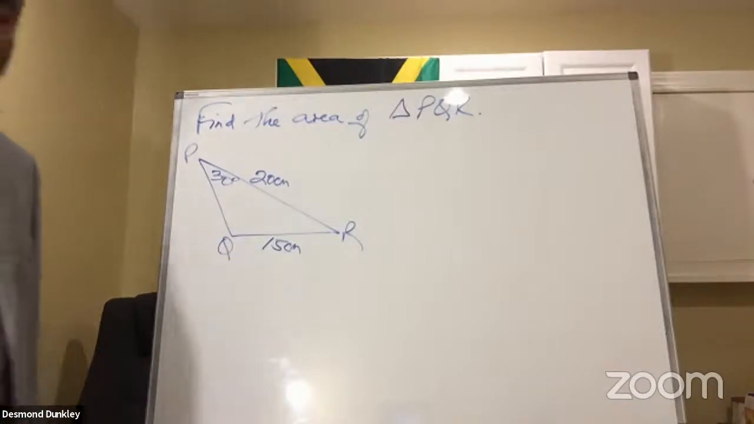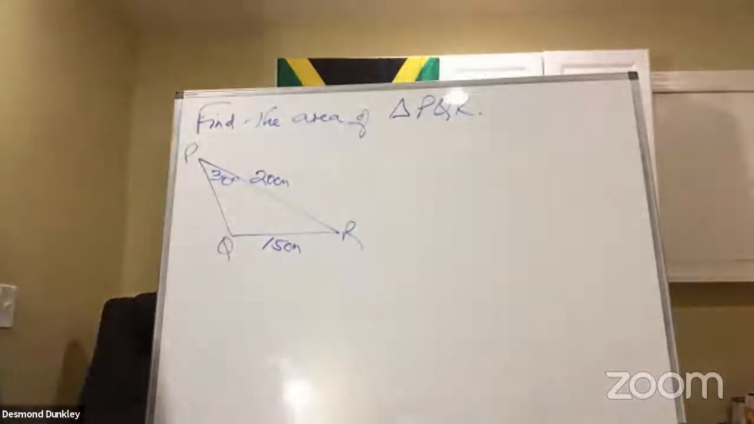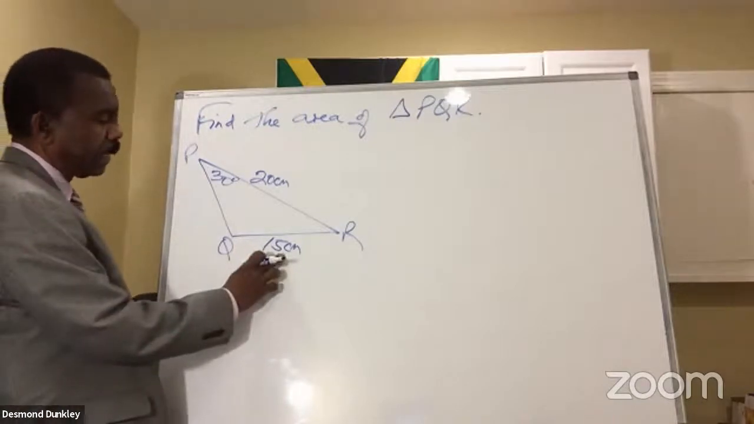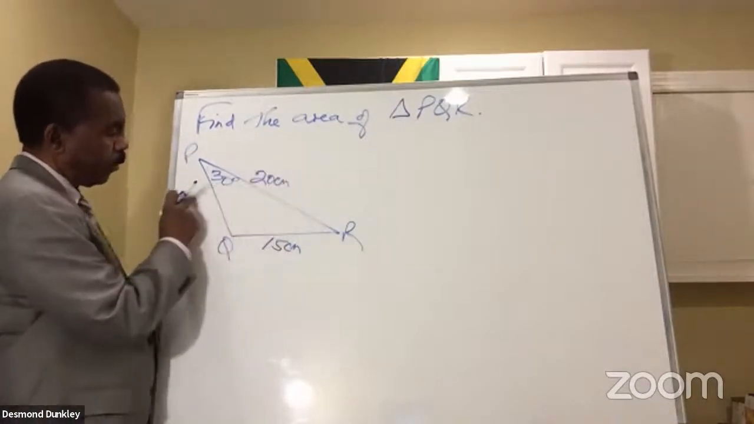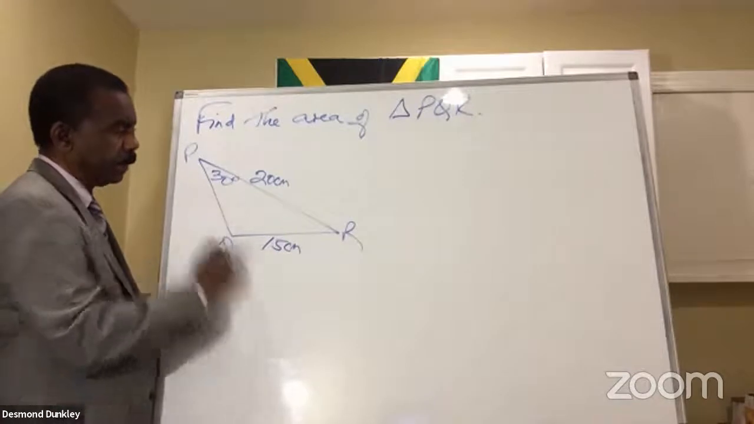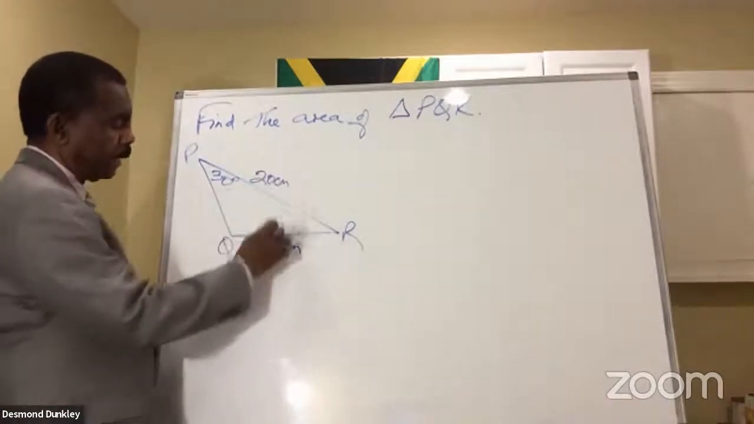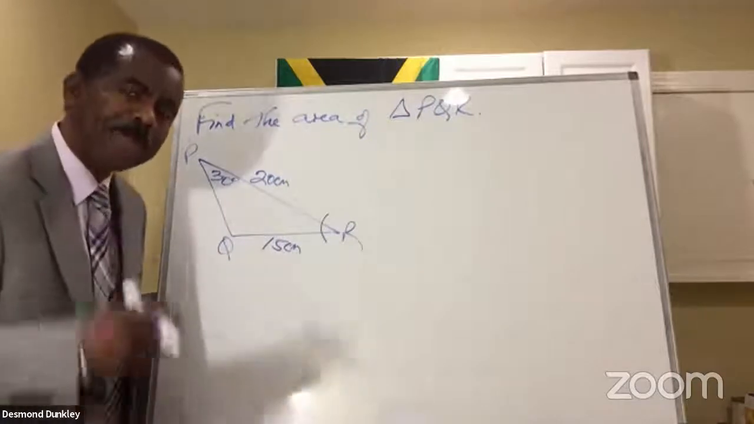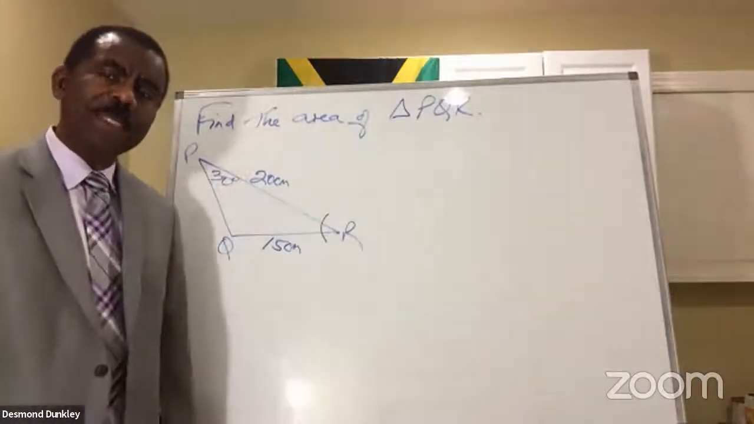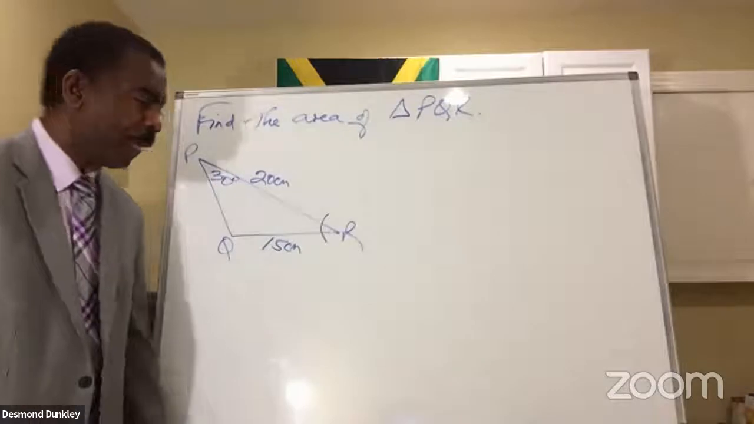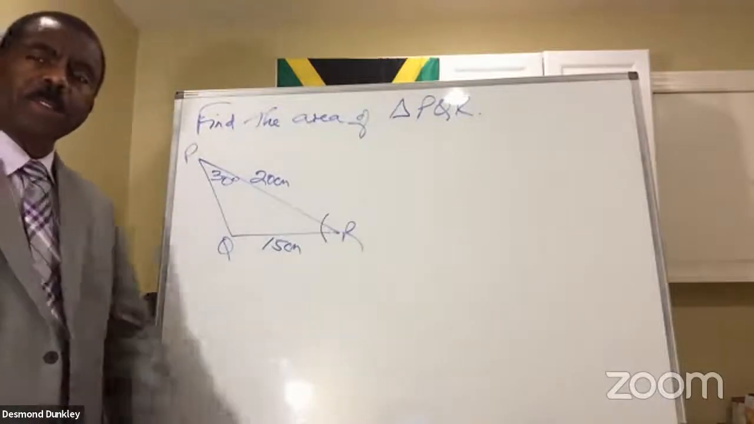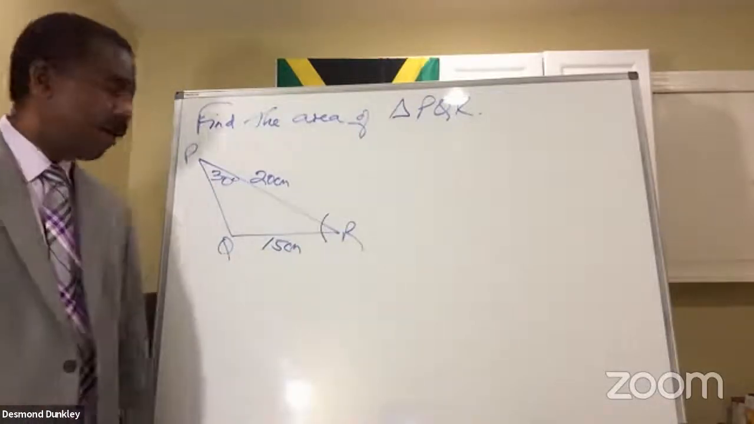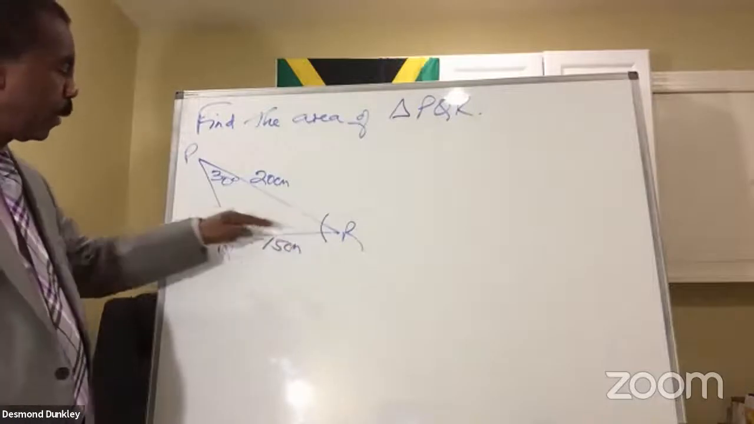So let's go. How do we find the area of triangle PQR? Well, we have this side and that side. We don't know this side. If we found this angle, then we can find the area just like that. So maybe we need to try and find angle R. The question is, how can we find angle R? We don't know the angle, we don't know the side.